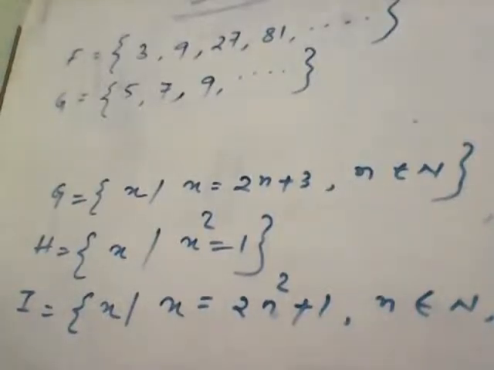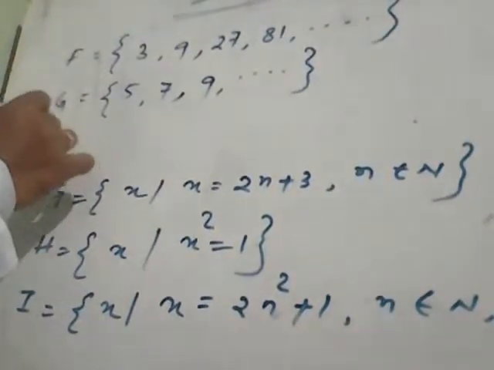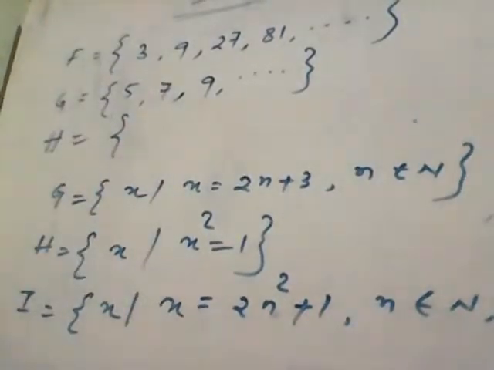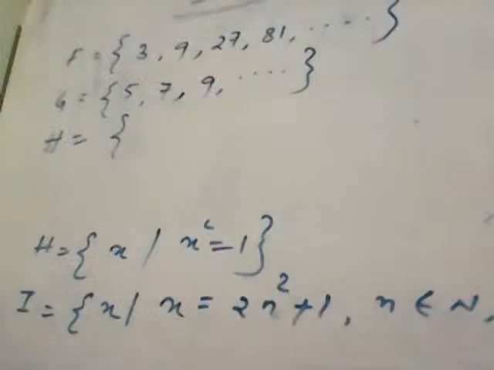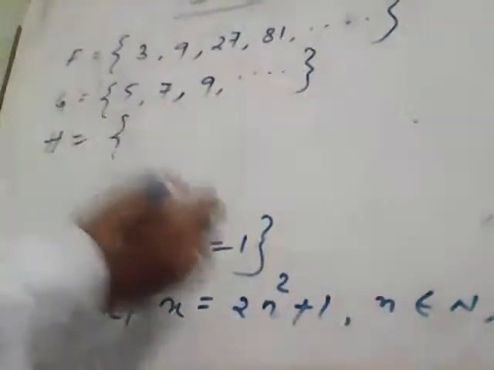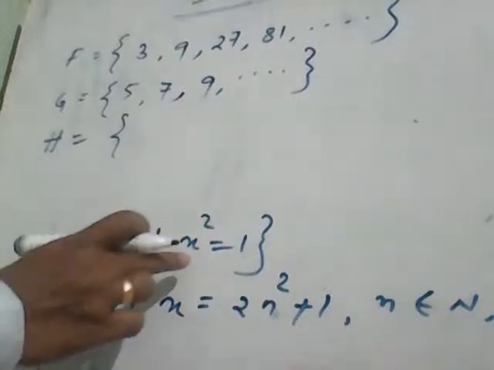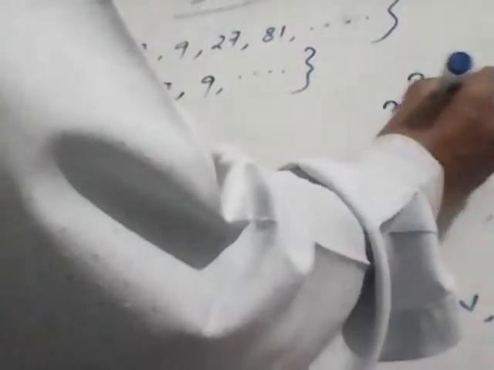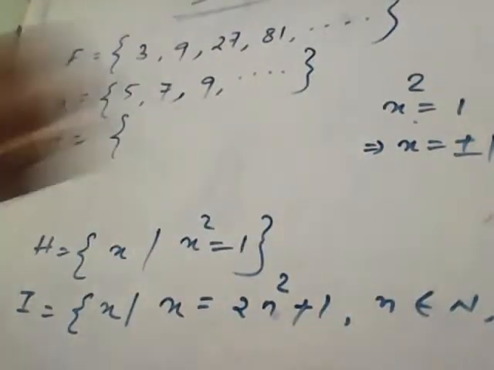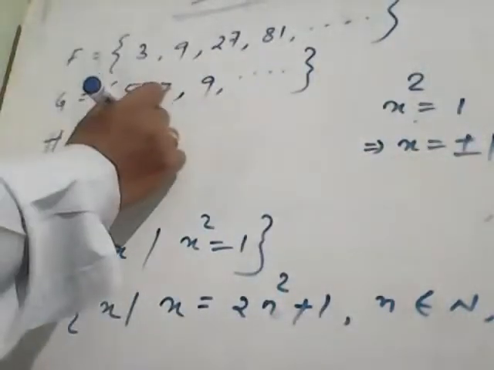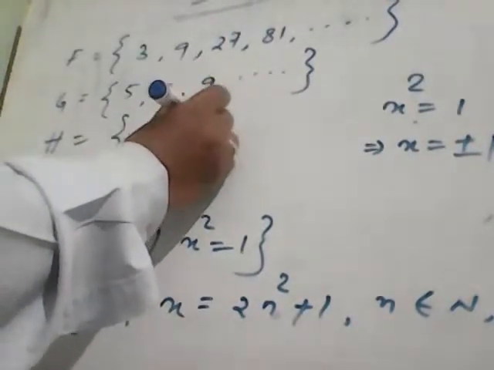Proceed to the next set, that is H. For H, I have to solve the given equation. H is the set of x such that x square equals 1. Here I am solving x square equal to 1. This implies x equals plus or minus 1. So the set has exactly two elements, one is minus 1, another one is 1.